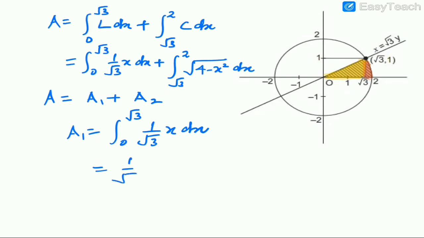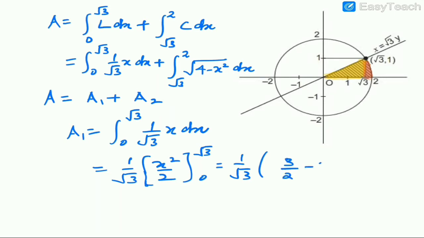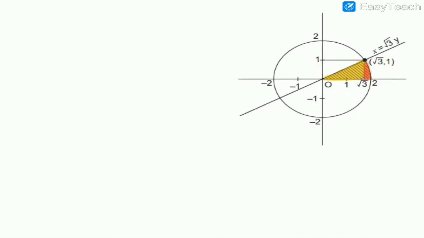After integration we have 1 upon root 3 times x square by 2 from 0 to root 3. Now putting the upper limit we have 1 upon root 3 times root 3 square, which means 3 by 2, and then minus 0. So the area A1 is equal to 3 upon 2 root 3. So this is 1.